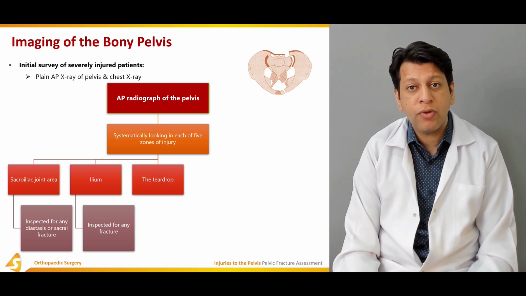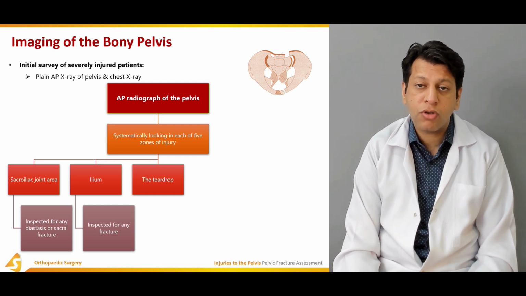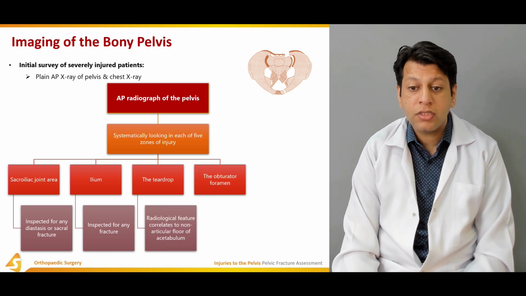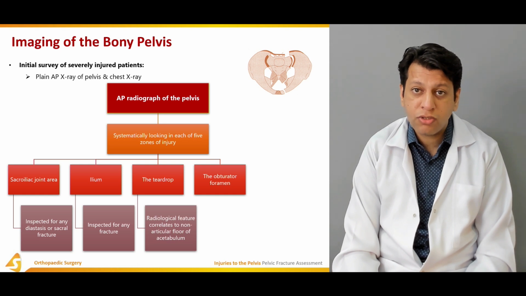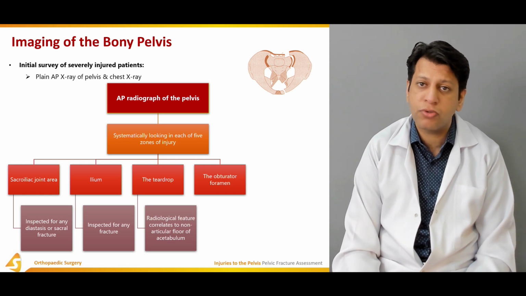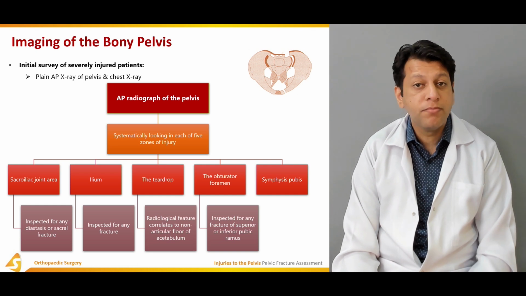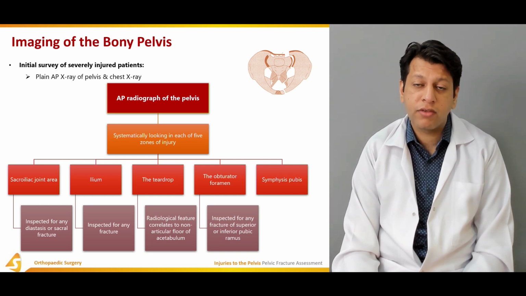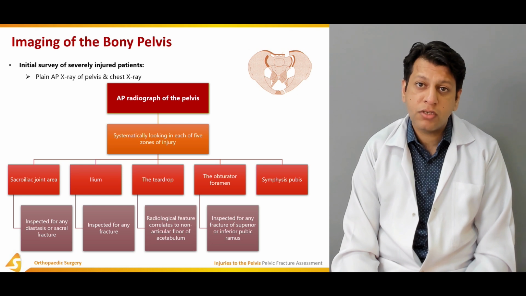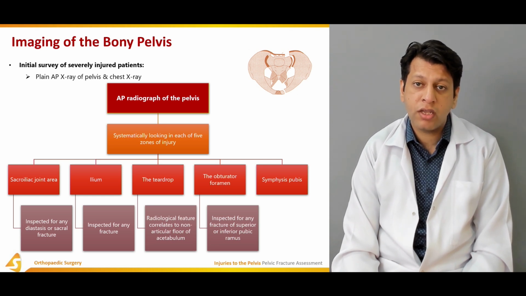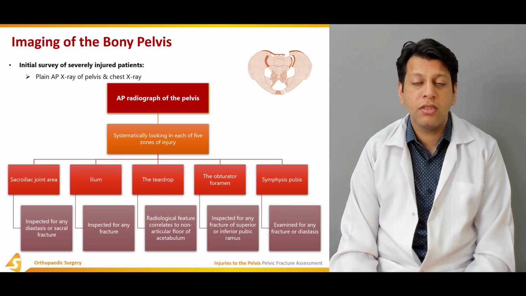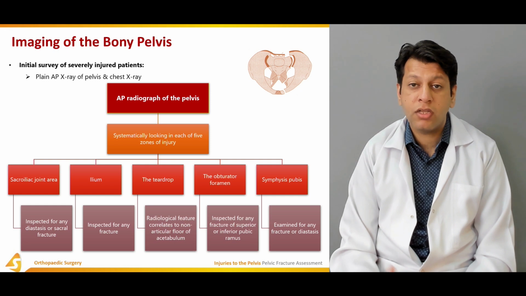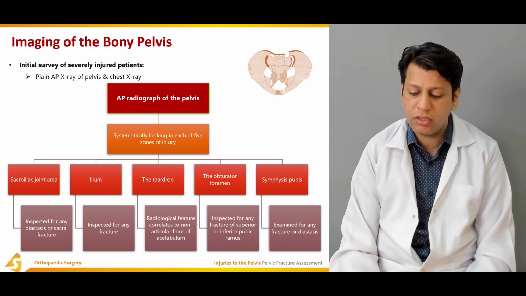The teardrop denotes the width of the acetabular wall, and there may be a combination with a posterior column or posterior wall fracture. Then is the obturator foramen. If the obturator foramen is not intact and the ilioischial line is not intact, there may be an associated posterior wall or posterior column fracture as well. And then, coming more anteriorly, is the symphysis pubis. The symphysis pubis is the anterior end of the pelvic ring. If that is not intact, it means the pelvic ring is disrupted anteriorly. Then you have to look at how much diastasis there is, whether it is less than 2.5 or more than 2.5 centimeters.